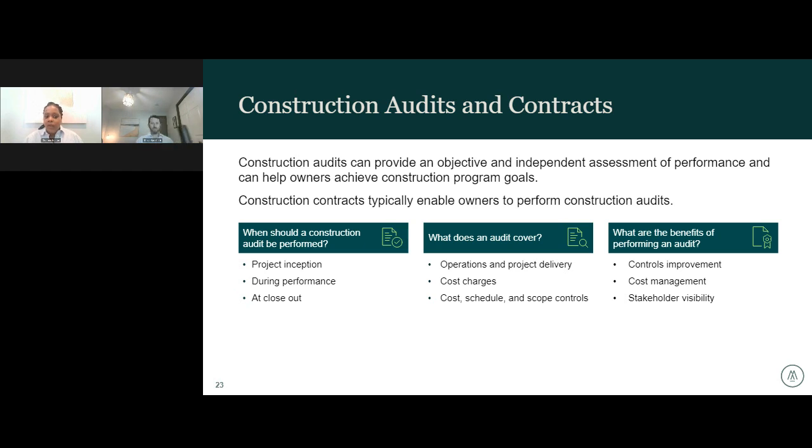Audits cover everything from charges on the job to schedule to scope creep, changes, and then ultimately the operations and project delivery, to make sure that you're getting what you paid for, essentially. And then performing an audit, like we said, it helps obviously with management of costs. It can help from that stakeholder perception that we were discussing earlier, and then really just improve your internal controls surrounding construction projects so that you can take that with you as you move forward throughout the life of your organization or your program.